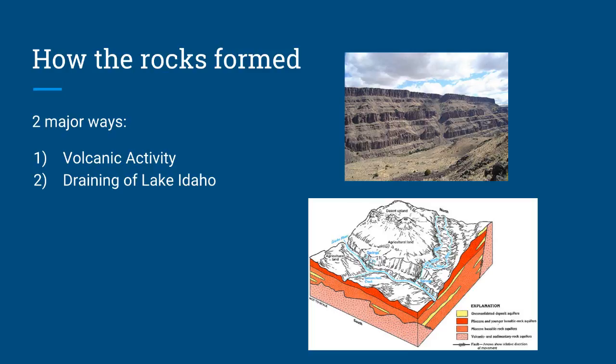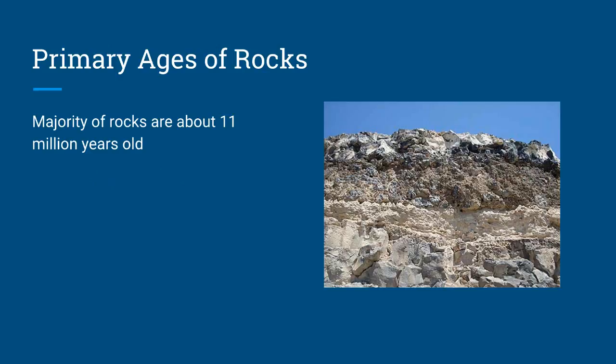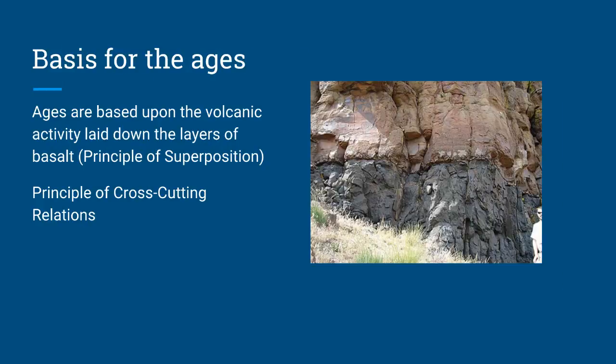This caused cutting in canyons due to the flow of water and shaped the land into how it is today. You can see in the second picture how the flow of water over time would cut into the land to shape these rocks. The rocks in this area are around 11 million years old. The rocks are based upon the volcanic activity that laid down different layers of basalt, which you can use the principle of superposition and the principle of cross-cutting relations to determine the age of these rocks.